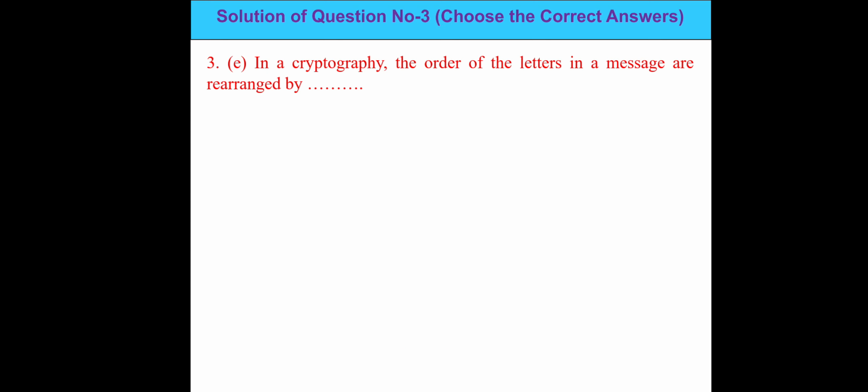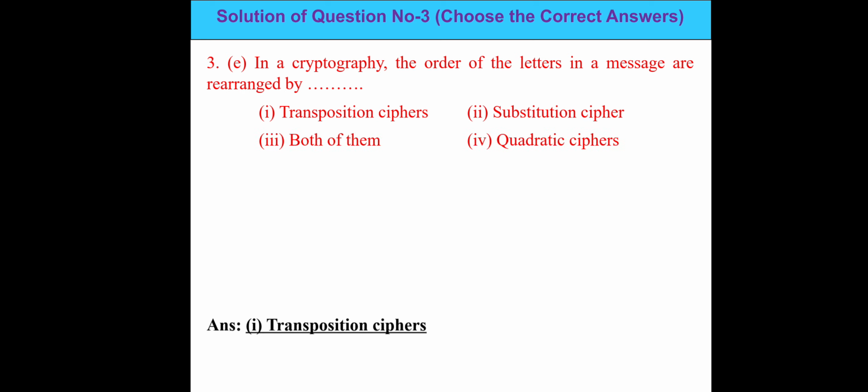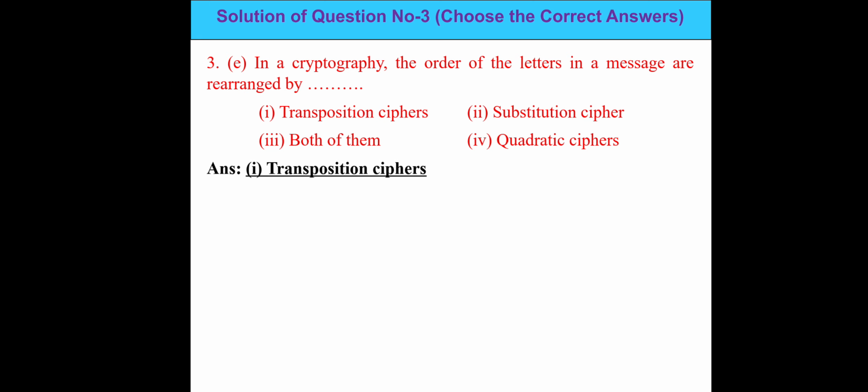In cryptography, the order of the letters in a message is rearranged by: transposition cipher, substitution cipher, both of them, quadratic cipher. So option 1 is the correct answer, because in cryptography the order of the letters in the message is rearranged by the transposition cipher.